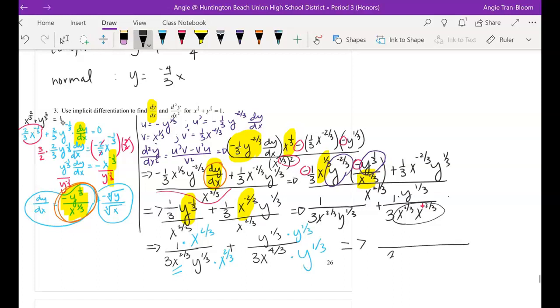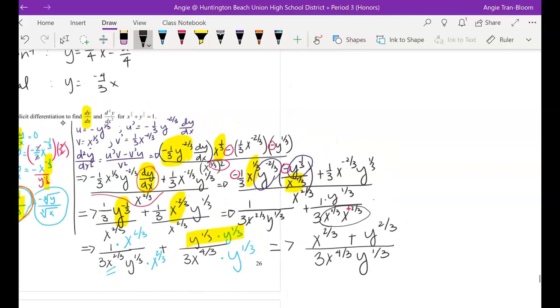Common denominator. So 3 is already there. X to the 4/3, y to the 1/3. Okay, that's on the bottom. On the top, I have x to the 2/3 plus these two. The bases are both y's. I mean, I can add the exponents. So that really becomes y to the 2/3. Well, y to the 2/3, can't really stop right there now, could I?